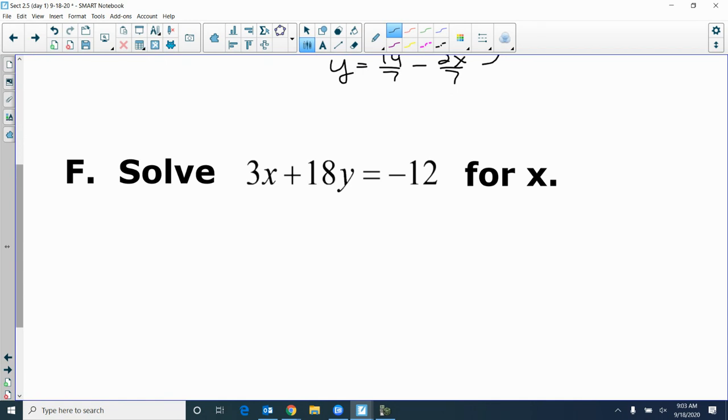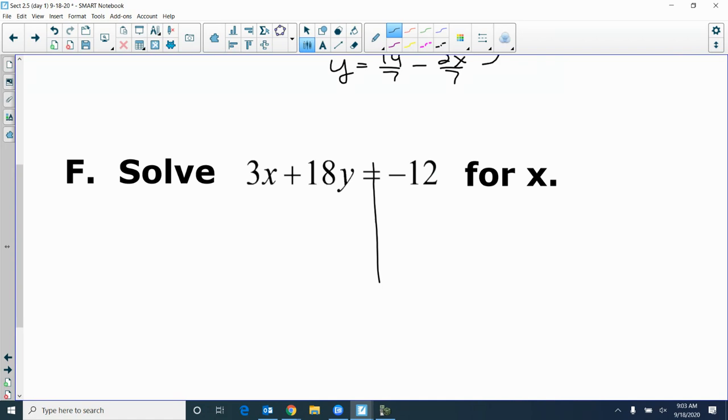All right, solve this one here for x. Solve that for x. So you get 3x plus 18y equals negative 12. Then let's do this together. Make sure we know. All right.